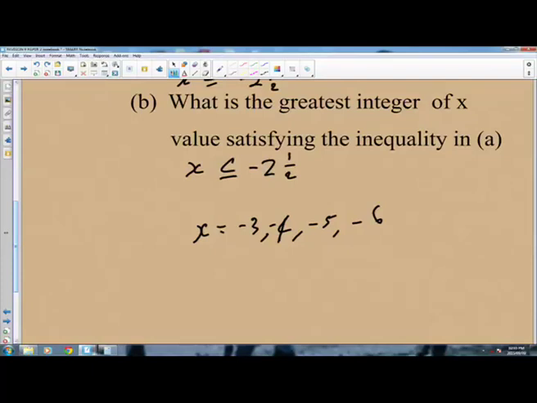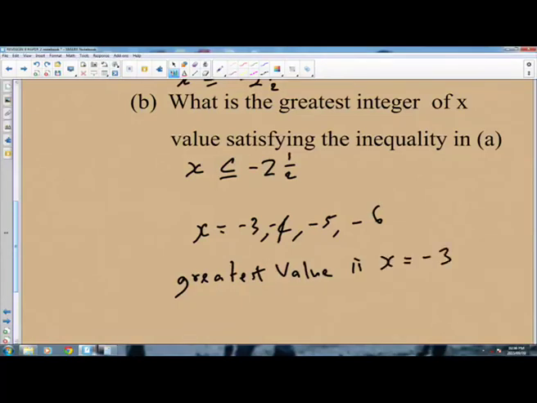And remember, we are saying integer values, meaning we are looking at both positive and negative whole numbers. So here we'll have only the negative numbers. X can take the value minus 3, minus 4, minus 5, minus 6, and the list goes on. And the question is saying, what is the greatest possible integer value of x that can satisfy the inequality x is less or equals to minus 2 and a half? So the greatest possible integer value x is equals to minus 3.